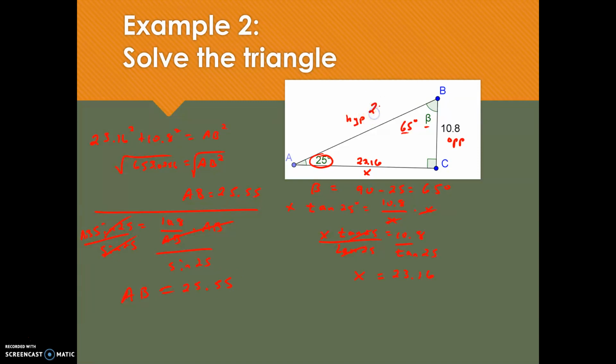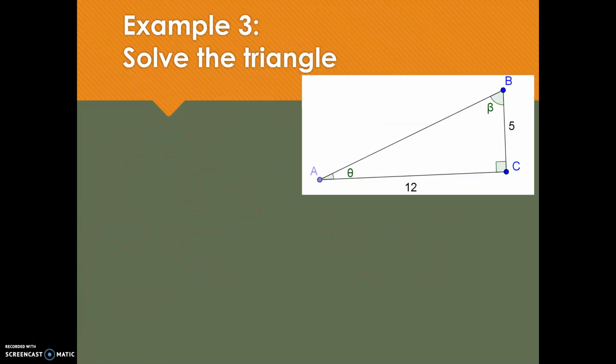All right, so we have effectively solved the triangle. We have the hypotenuse, we have side AC, we have angle beta. There we go. Let's go to third example. Again, here we're not going to get either of the two angles. We'll have to do the sides to get those. Let's do the sides first.